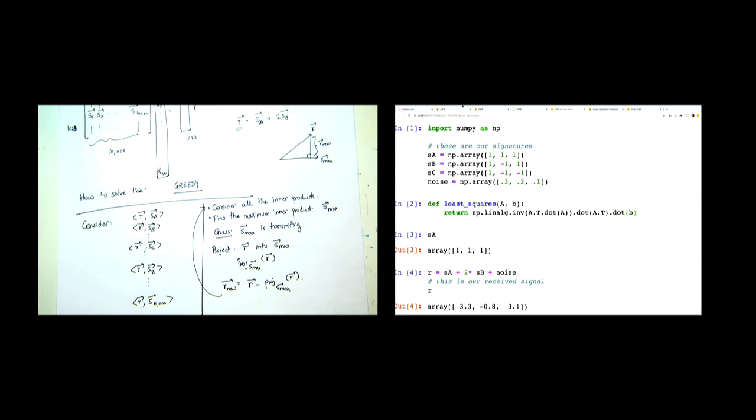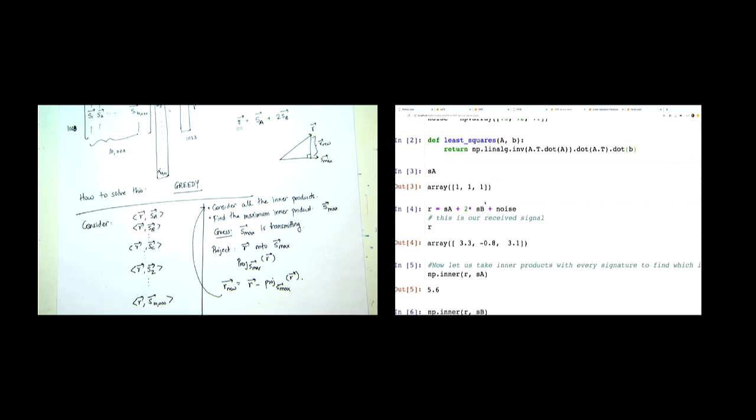So let me just show this. I'm not using real gold codes. I'm just using very, very simple signatures. So let's say we have 3 signatures: 1, 1, 1; 1, minus 1, 1; and 1, minus 1, minus 1, right? So I have a received signal. I'm just making this signal up for my demo, but in reality, we would not know this equation. I'm just making this up. All I see is this. This is what I received.